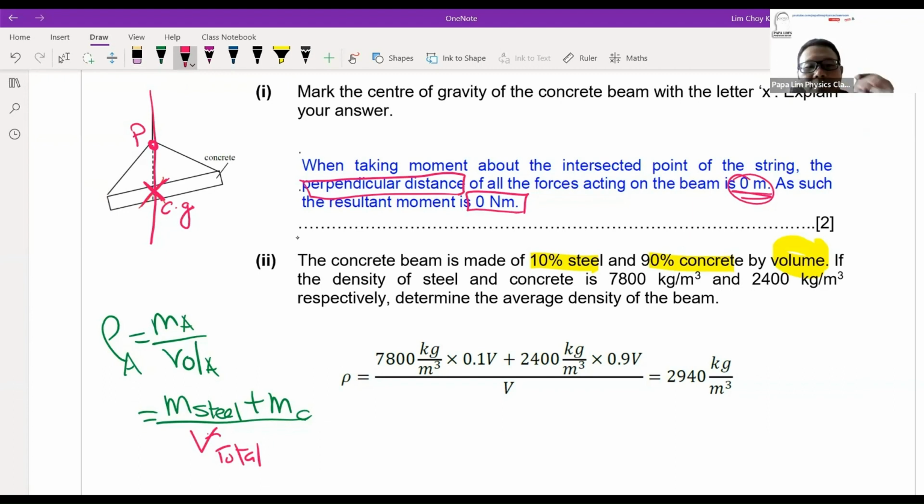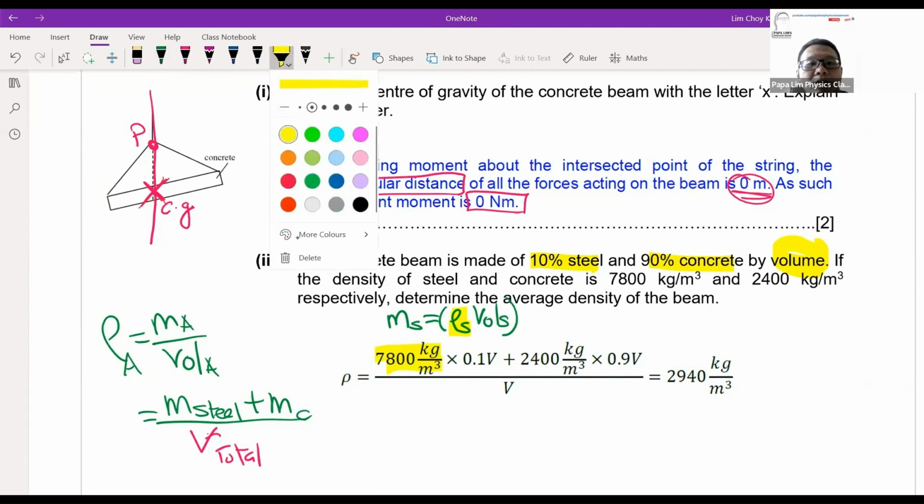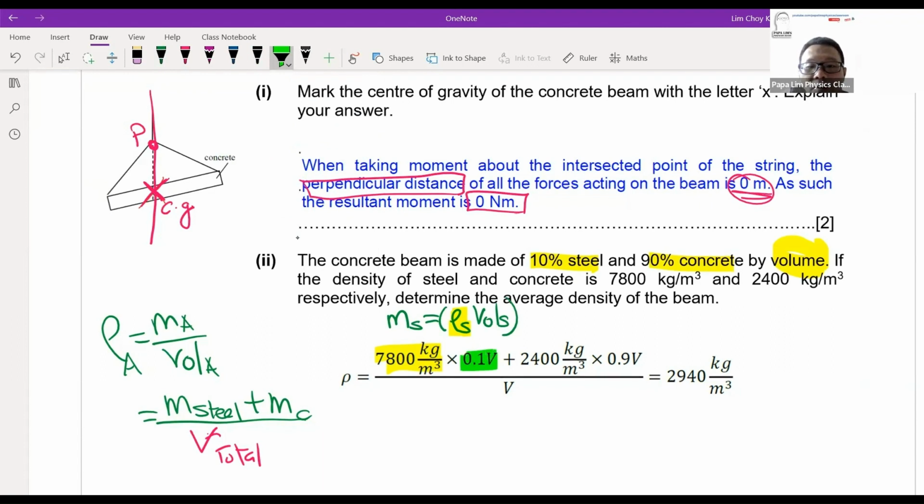How do I find the mass of the steel? To find the mass of the steel is density of steel multiplied by the volume of steel. So this is the density of steel. The volume of steel, based on the question, I can represent in terms of total volume. So it will be 10%, 0.1 of the total volume. So this V refers to the total volume.